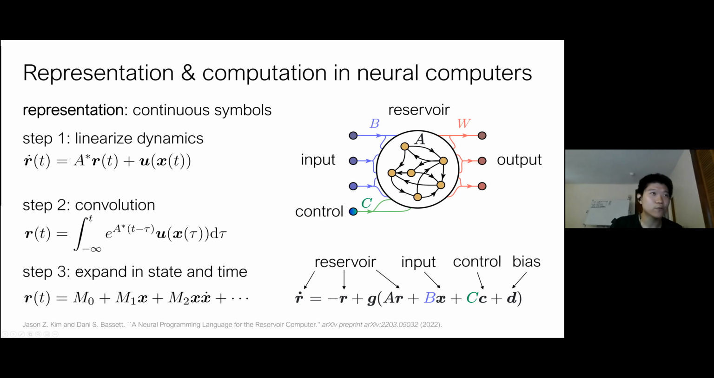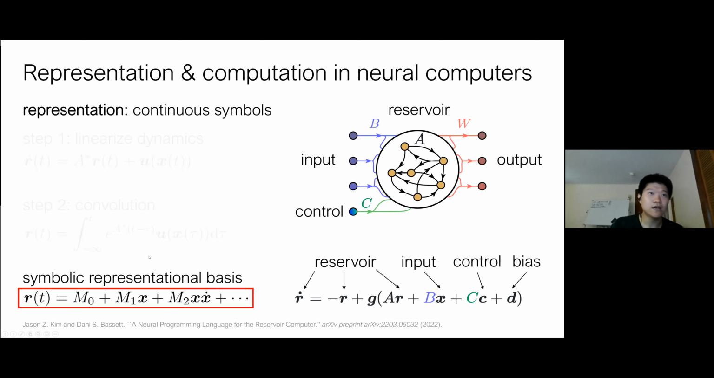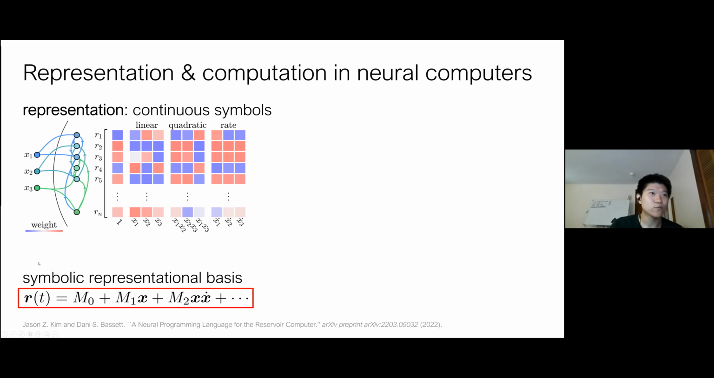And so the third thing we're going to do is perform some Taylor series expansions in states and in time in order to write R of t as a weighted sum of polynomials of the inputs, the time history of the inputs, and so on and so forth. You don't have to follow through this derivation exactly, but at the end of the day, the important thing is that we are going to be able to write the neural states at any point in time, given the state of the input and its time history.